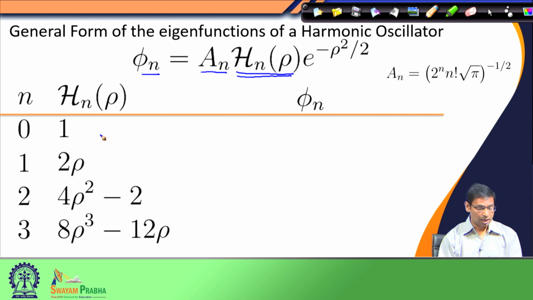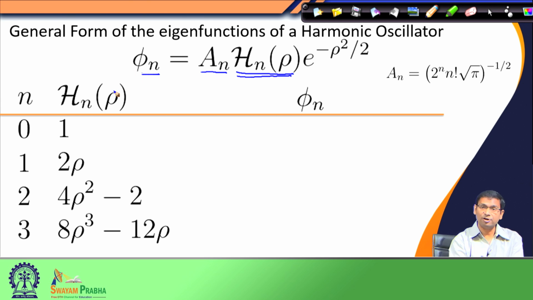When you apply that, you would actually get Hermite polynomials. The Hermite polynomials of first few lowest orders are shown here. The 0th order Hermite polynomial is very simple, it is simply 1. The first order Hermite polynomial is simply 2 rho, the second order is 4 rho square minus 2, and so on and so forth. These Hermite polynomials are often found tabulated in many textbooks.